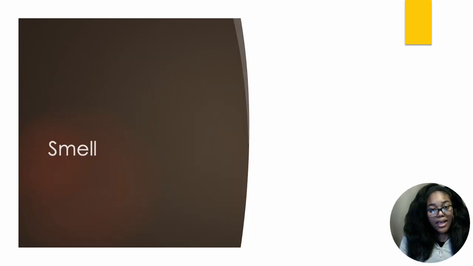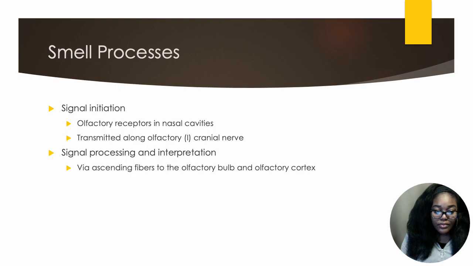Next, we'll talk about smell, and again, we'll talk a little bit about how it works and then the alterations that are associated with smell. Anytime we talk about smell, it's dealing with our olfactory receptors. So we get a stimulus from the outside environment. It stimulates our olfactory receptors in our nasal cavities, and it is transmitted along the olfactory cranial nerve, and that is cranial nerve number 1. So it processes by sending those fibers to the olfactory bulb, and then it goes to the olfactory cortex within the brain.